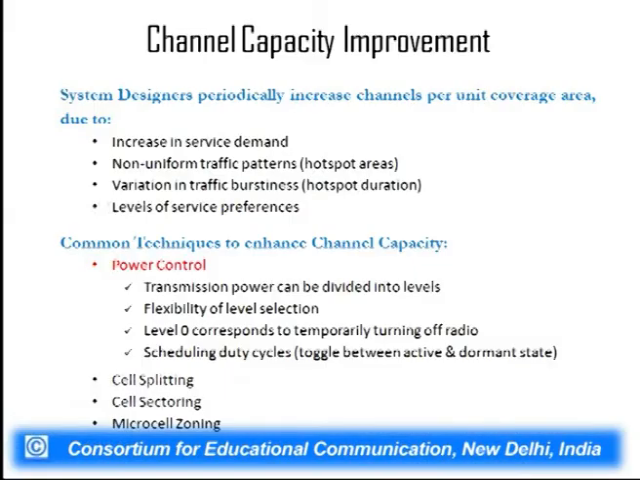Now this can be again due to an increase in service demand, as we have just discussed, or it can be due to non-uniform traffic pattern. Whenever we are speaking about traffic pattern over time, it means that there are hotspot areas and hotspot durations. At some point of the day, the communication on the internet can be very high. At some point of the day, it might not be so. Likewise, we can have several levels of service preferences, etc.